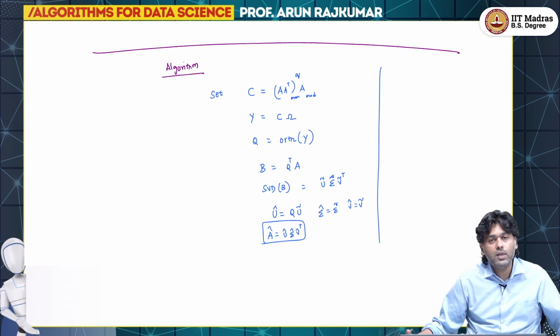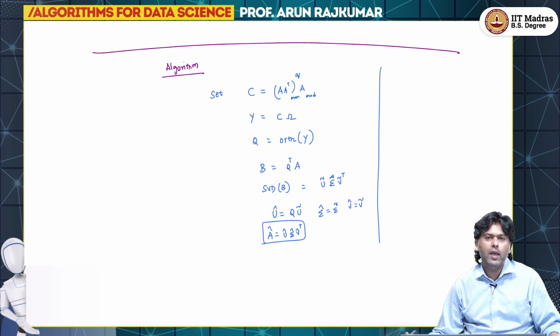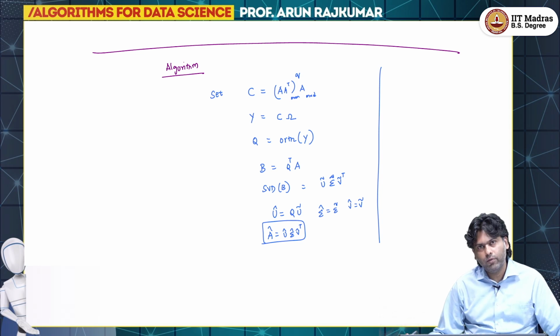Now, this seems like almost magic. All we are saying is, instead of working with A, work with A transpose power Q times A, and you get something for free.